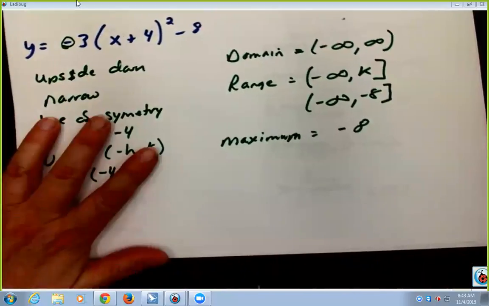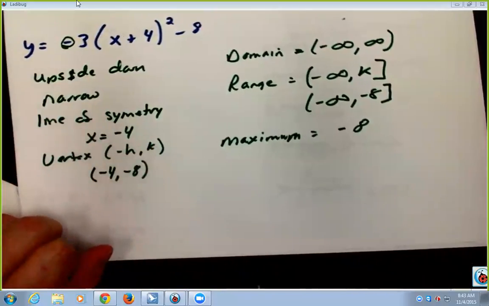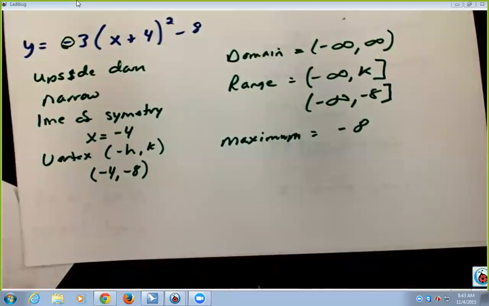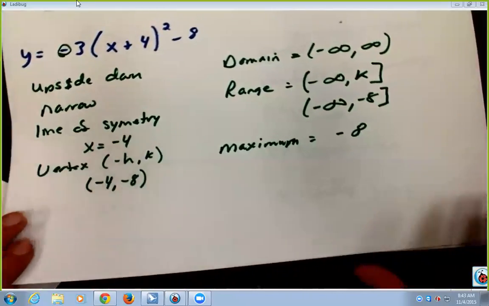You guys good with that, with h's and k's and a's? Think you can figure out which one's doing what? Now again, it's not going to ask you for all of the stuff in one problem, and we'll take a look at those in a second here.